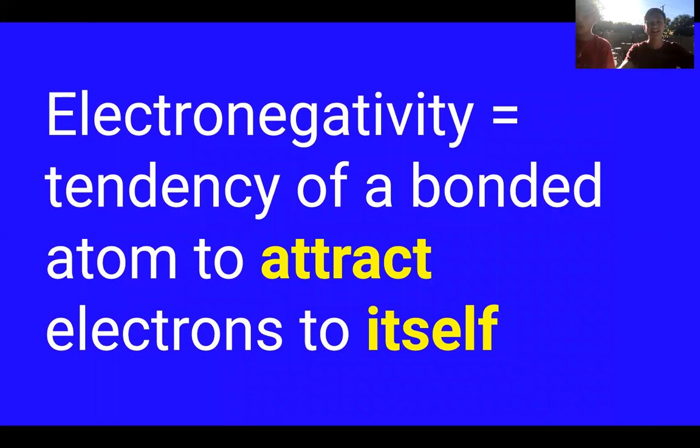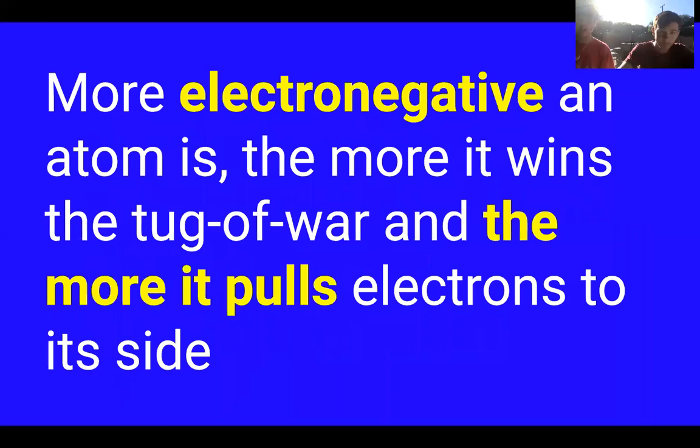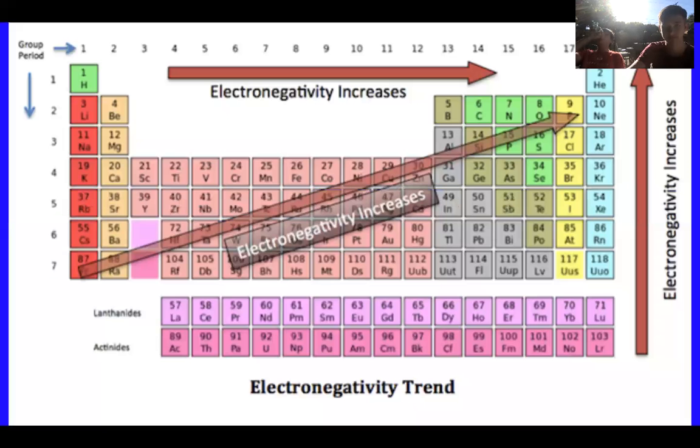Electronegativity is the tendency of a bonded atom to attract electrons to itself. It's basically its strength in pulling other electrons to it. The more electronegative an atom is, the more it wins the tug of war game, and the more it pulls other electrons to its side. So electronegativity increases this way and this way.